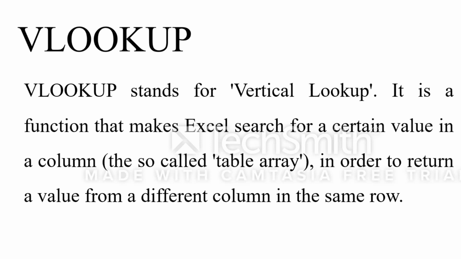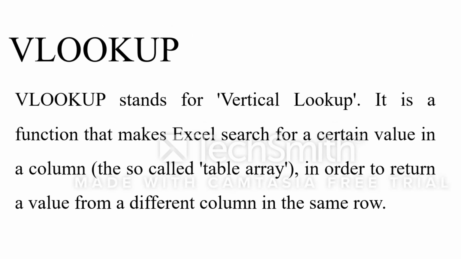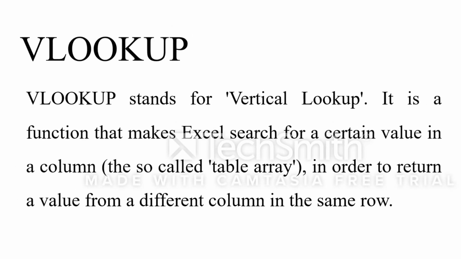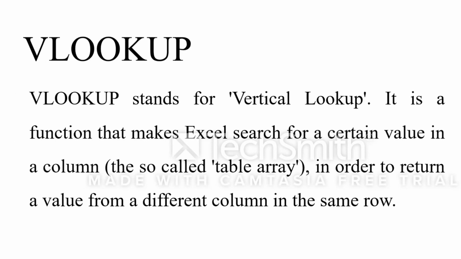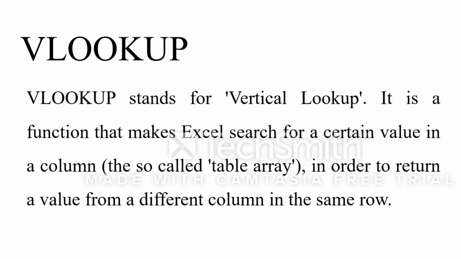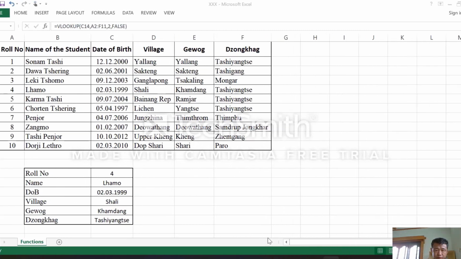But when do we normally use the VLOOKUP function in Excel? We use the VLOOKUP function in Excel to find the details of a person based upon the number. For example, if you want to find the details of a student based upon their roll number, we use the VLOOKUP function. Now let's move on to how the VLOOKUP function is used.